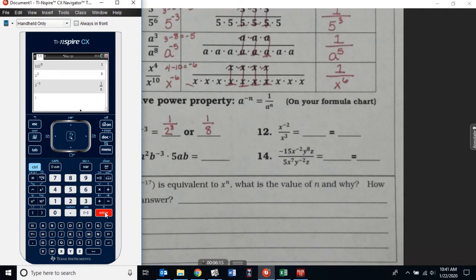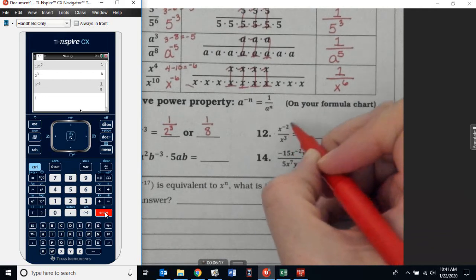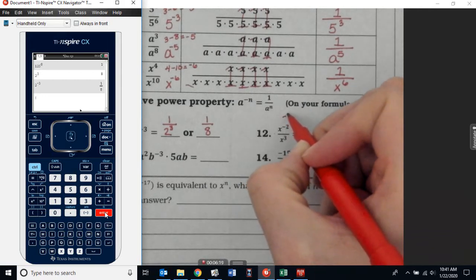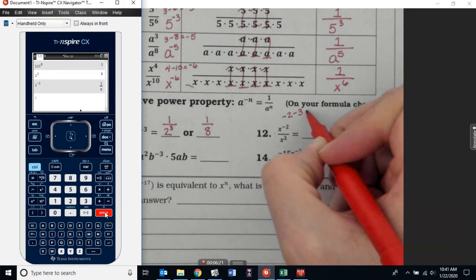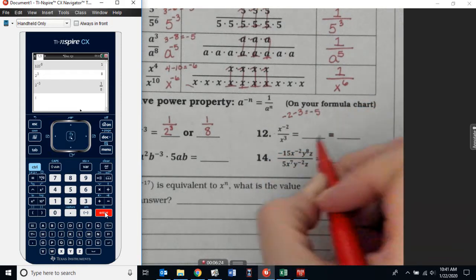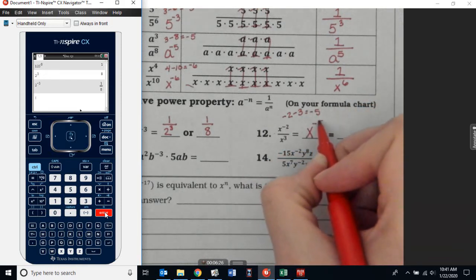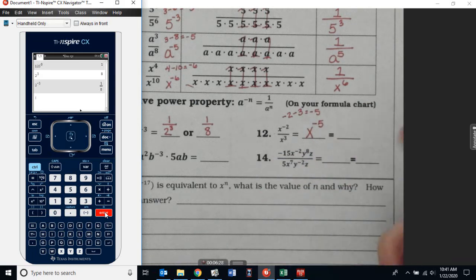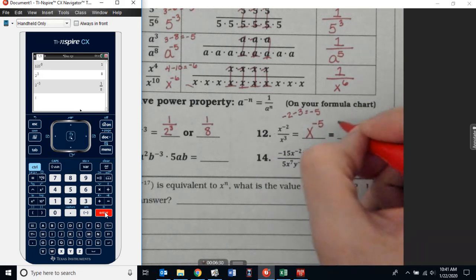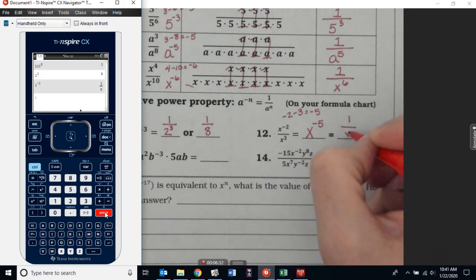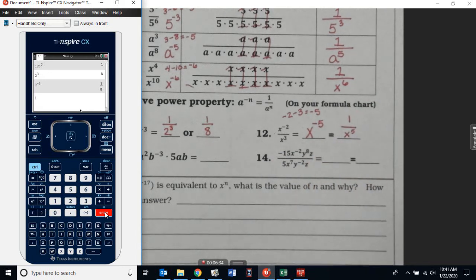All right, number 12. We are dividing, which means I subtract the exponents. Negative 2 minus 3 gives me negative 5. So now I have x to the negative 5th power. And then my second step is to make it positive. So that just means put it on the bottom of a fraction. And now I have a positive exponent.